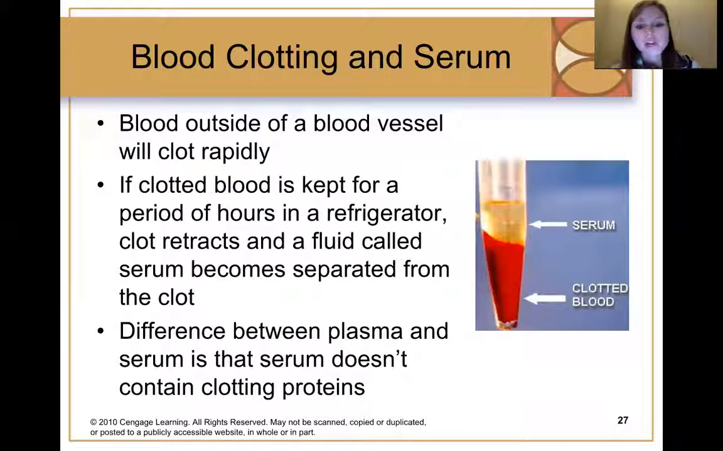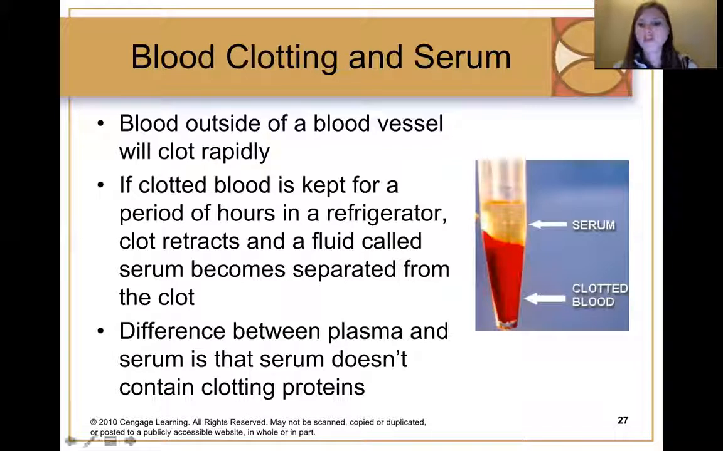So if clotted blood is kept for a period of hours in a refrigerator, the clot will retract and kind of settle on the bottom, and a fluid called serum will become separated from the clot. So the difference between blood plasma and blood serum is that the serum doesn't contain the clotting proteins. So the plasma contains the proteins. So again, plasma, proteins, P and P. I'm all about the letter associations here to keep stuff straight.